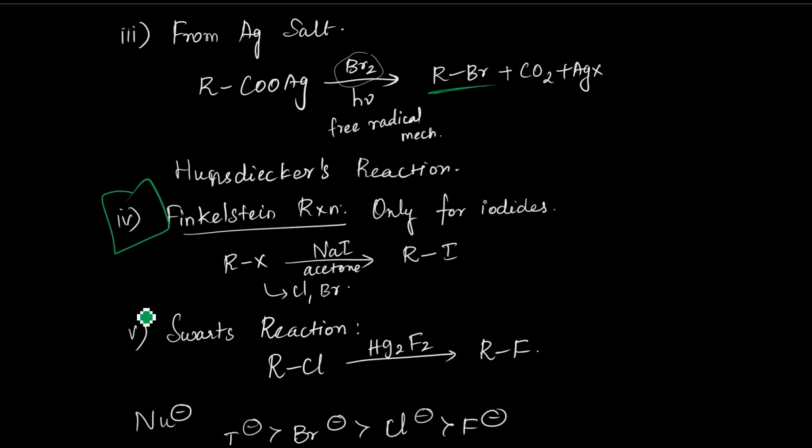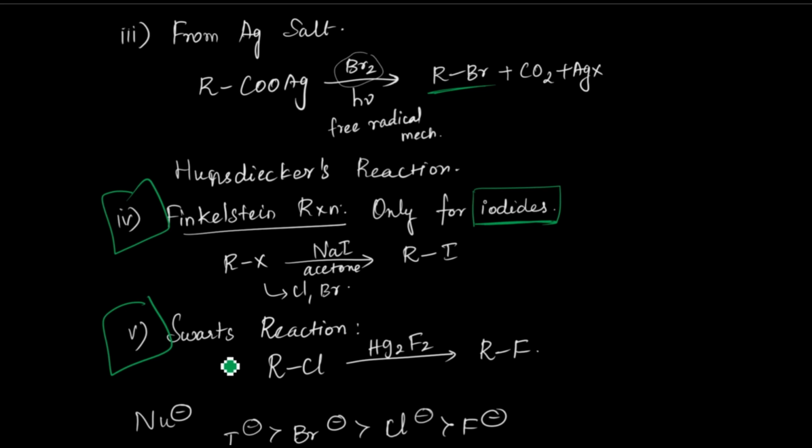Then these two reactions, the Finkelstein reaction and the Swarts reaction, are very, very important in this chapter. The Finkelstein reaction is only for iodides. You can take alkyl chlorides or alkyl bromides reacting with NaI in acetone; the reagent is also important. Sodium iodide with acetone will give iodoalkanes. Okay, so this is only for iodides.